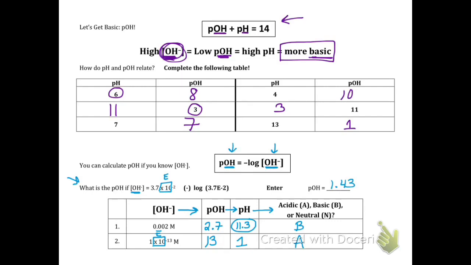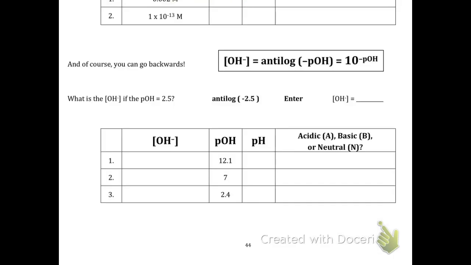All right, we can go backwards just like we did earlier, okay? By using anti-log. Remember, anti-log is pressing second on your calculator, and then you're going to press the log button. Don't forget that negative sign, negative pOH. So it looks like this on your calculator. So here's the example. What is the hydroxide concentration if the pOH is equal to 2.5? So you have to press anti-log negative 2.5.